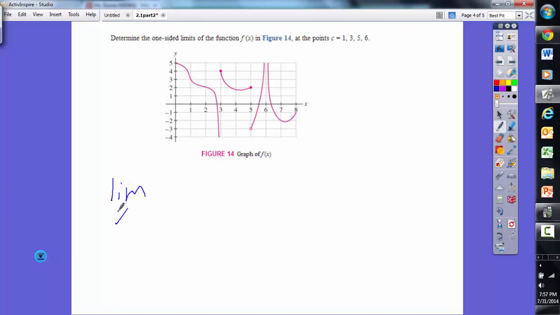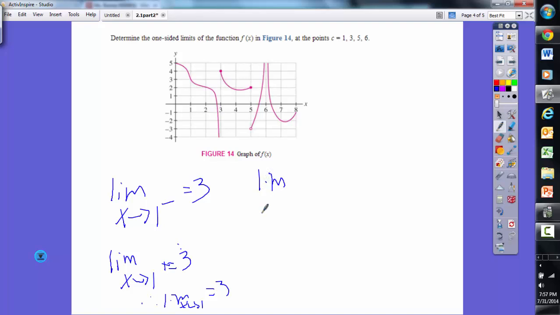Limit as x approaches 1 from the left. So we start at the left and we go. Looks like it's 3. The limit as x approaches 1 from the right. Start over here. Trace. Still 3. So therefore, the limit as x approaches 1 equals 3.